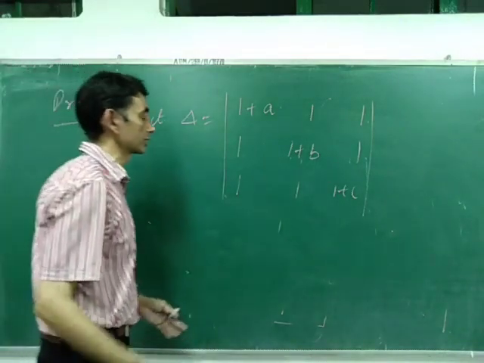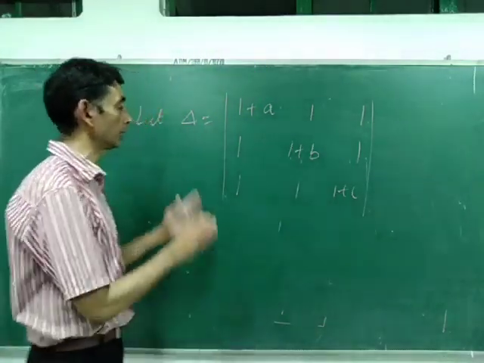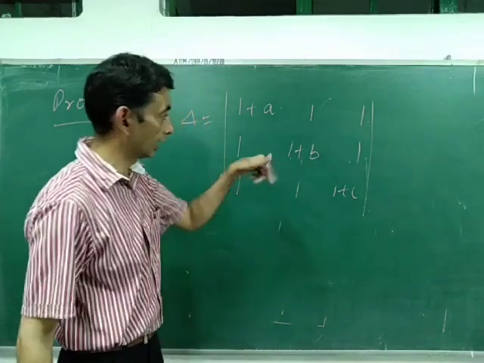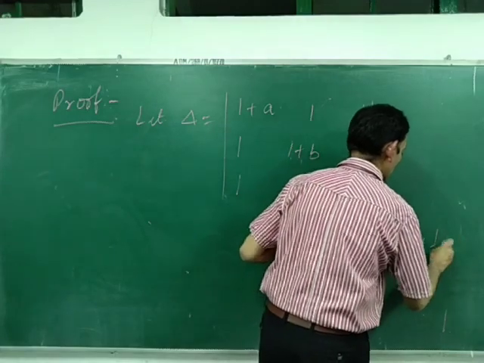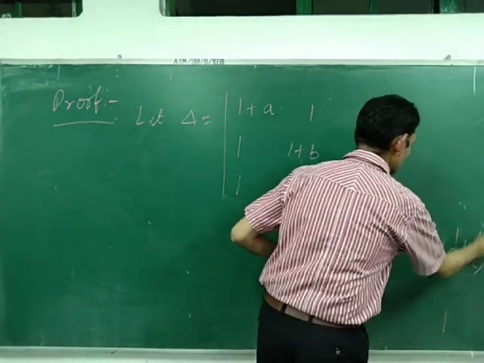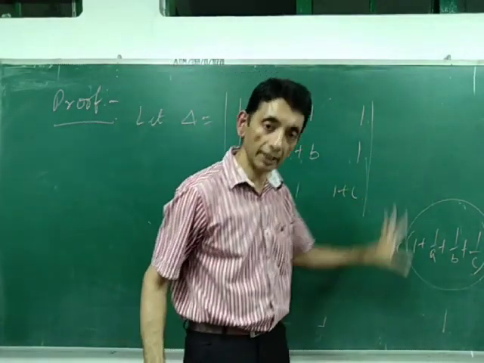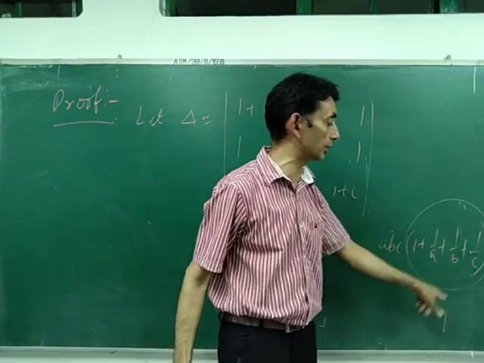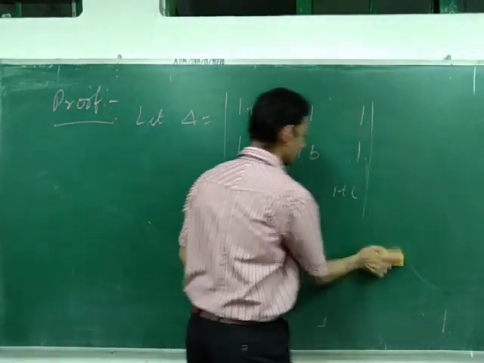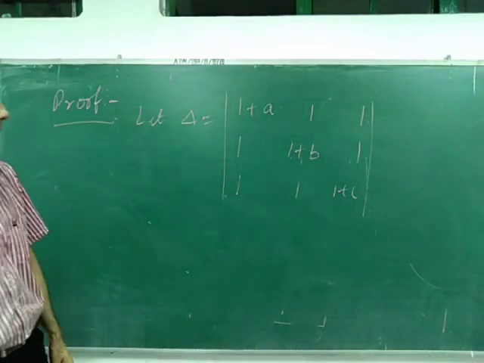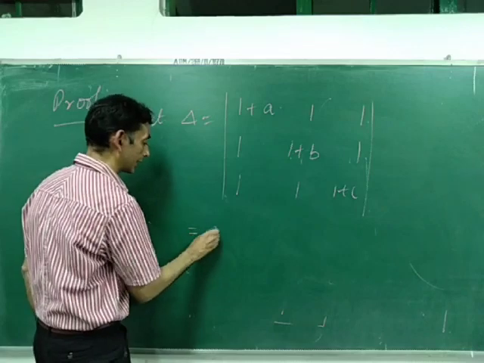Now, to start the question, what property are you going to use? You can get a hint from the step given to prove. It's given that abc times (1 plus 1 by a plus 1 by b plus 1 by c). So you need to concentrate on these terms. That means in this question, you need to bring a term in the form of 1 plus 1 by a plus 1 by b plus 1 by c. This step should give you a hint how to start. So you need terms consisting of 1 by a, 1 by b, 1 by c. So what I am going to do is take a common from the first column.